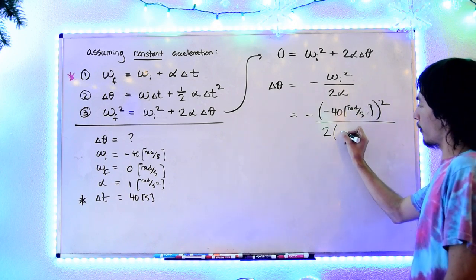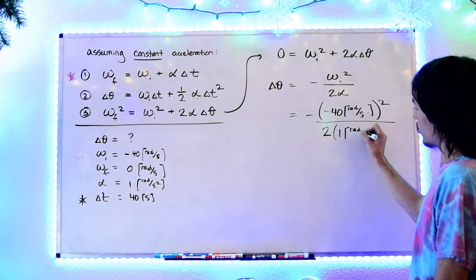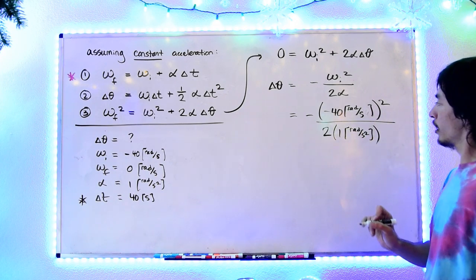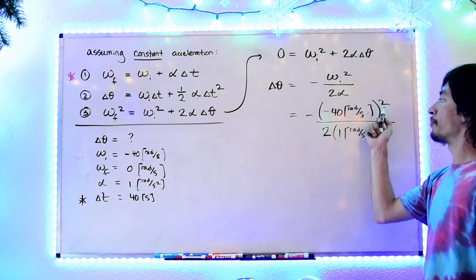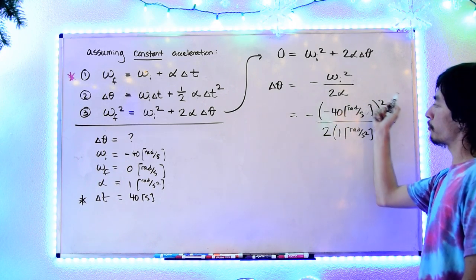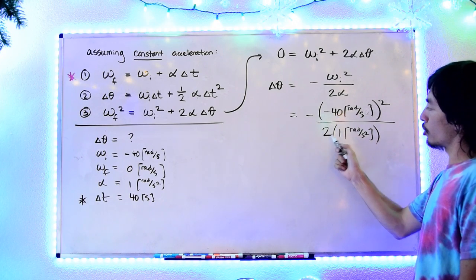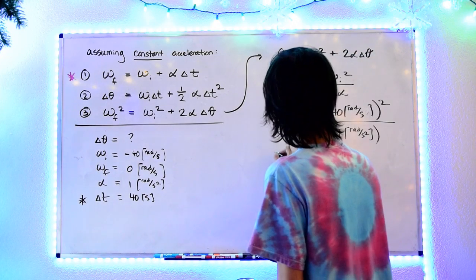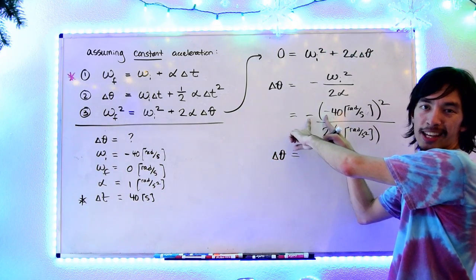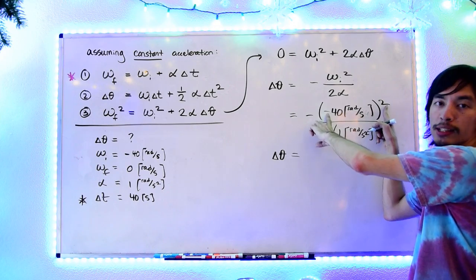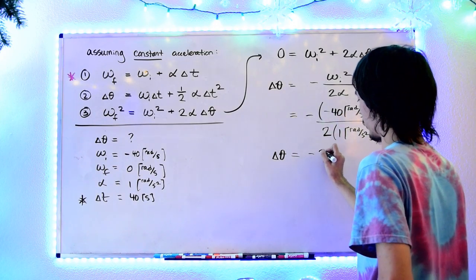2 alpha, so we have 2 times 1 radian per second squared in the bottom. 40 squared ends up being 1600. 1600 divided by 2 ends up being 800, so your delta theta. Now the negative signs don't actually cancel here, because the negative ends up getting squared before you have the negative here. So it's technically negative.